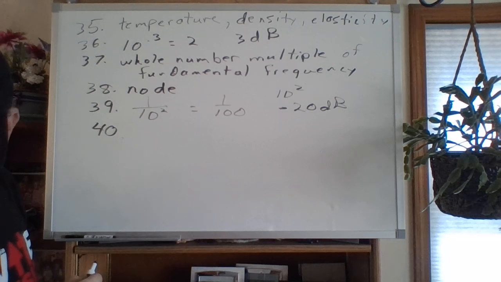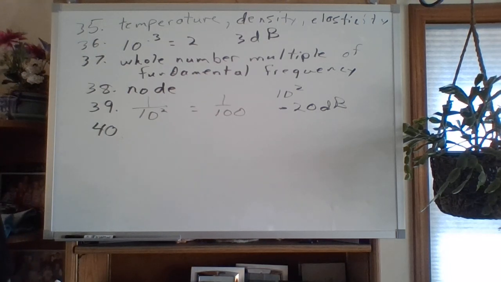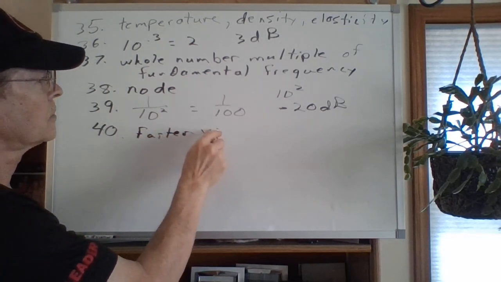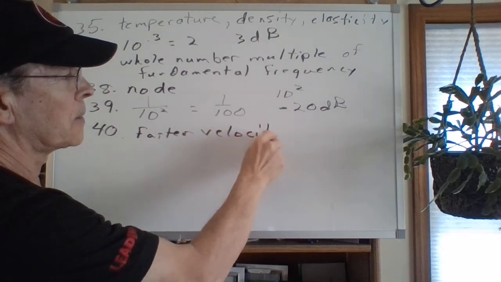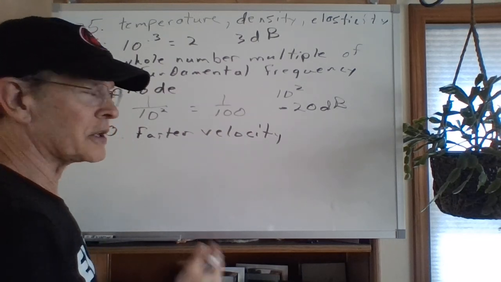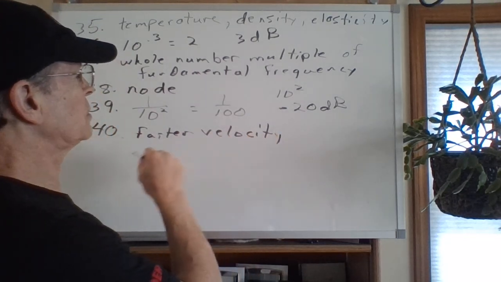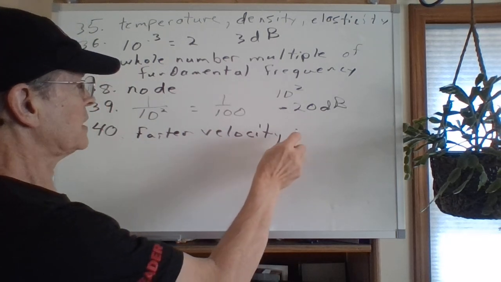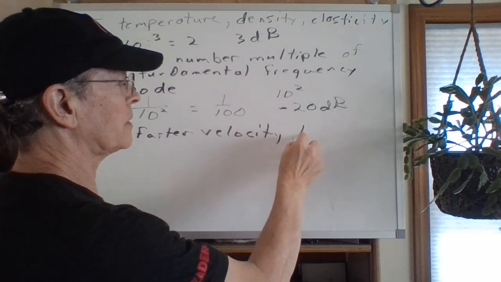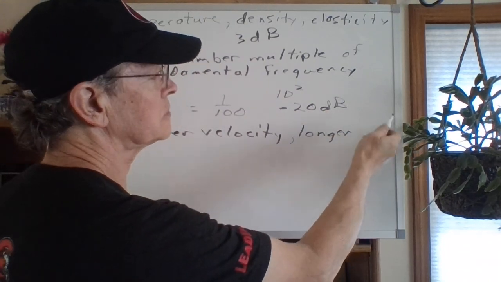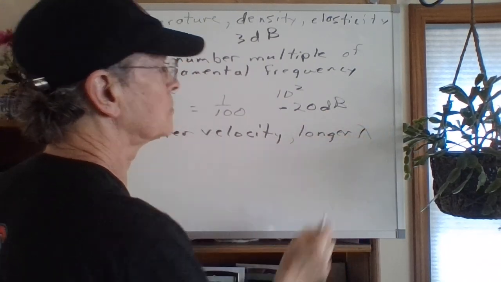Number 40, how would tightening a string affect its velocity and wavelength? It would be faster and longer. Faster velocity. We were going to do a lab on how strings vibrate and make different standing waves and do some measurements with linear density. Sorry we didn't get to do that, but we'll do other fun things. Faster velocity and longer wavelength, because it's moving faster, it's going to move further down the string. Longer wavelength, lambda.